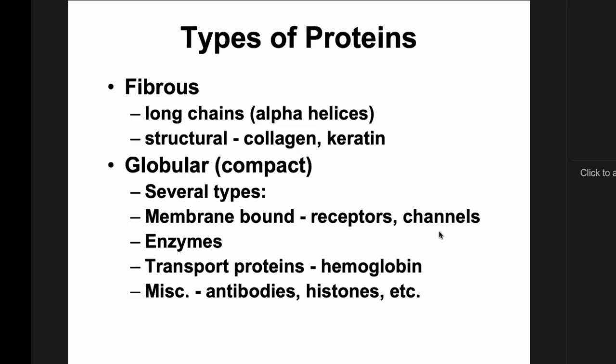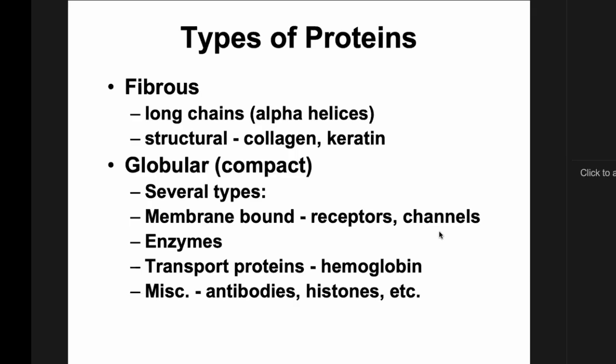There are some other structural proteins, some other fibrous proteins like collagen, which is found in the skin, which is not just a simple alpha helix, it's more of a braided structure. I think it's like 3 alpha helices that are intertwined and braided together. Then the globular proteins, or sometimes just referred to as compact proteins, these are further subdivided into several different types.